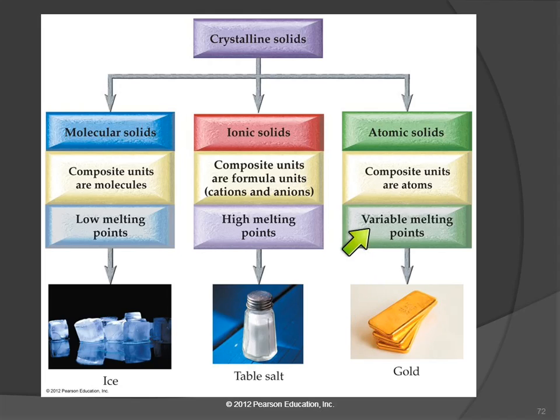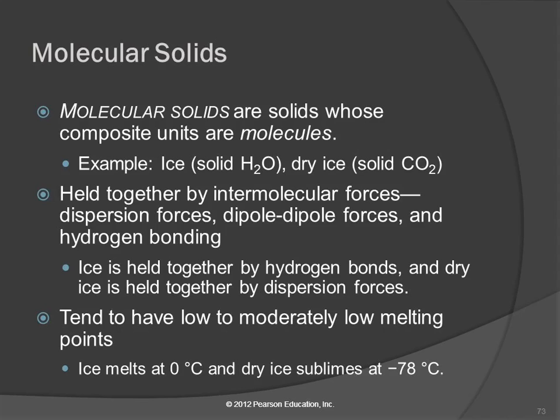Now, variable melting points. Some atomic solids, like xenon, melt at a really, really low temperature. And yet, the metals are all atomic solids, and many of them have very high melting points. Iron has a very high melting point. So their melting points can be all over the place. I kind of jumped ahead again. So molecular solids contain molecules. These are held together by intermolecular forces, those 3 types that we just talked about.